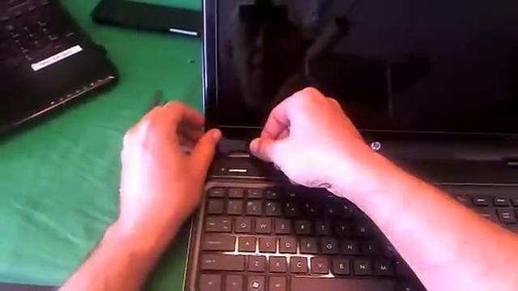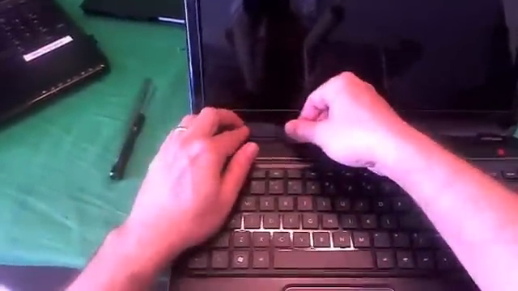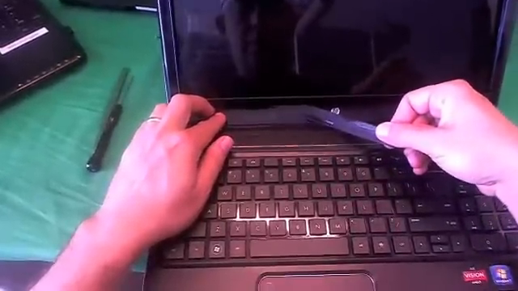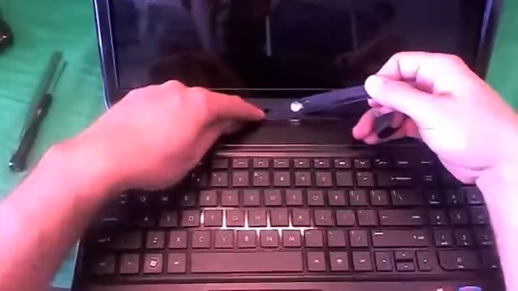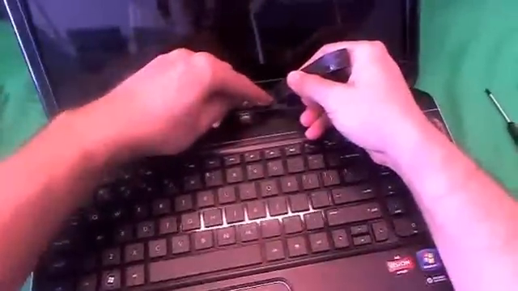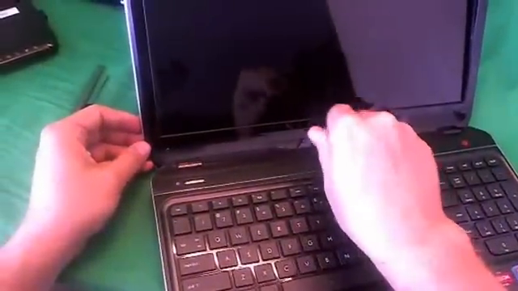Now, since I suspect there's another screw, I'm going to lift up this plastic grill cover and pull it back, like so. We look for evidence of another screw, and we see it right there. There's one screw here, and there's another screw hiding here. So what we do is remove those two screws at the bottom.